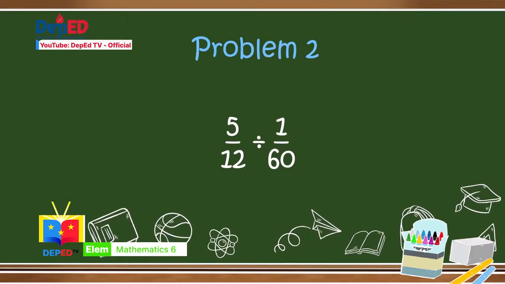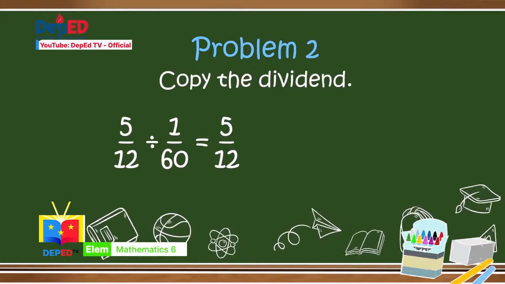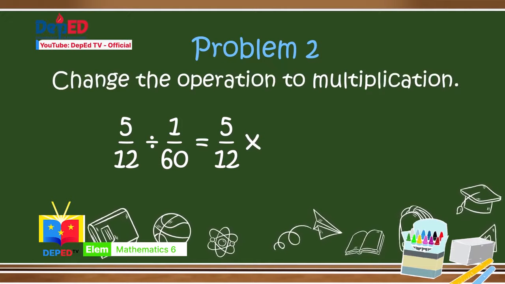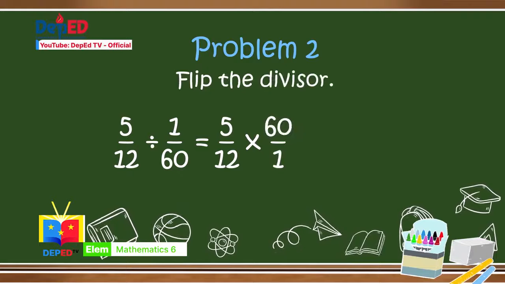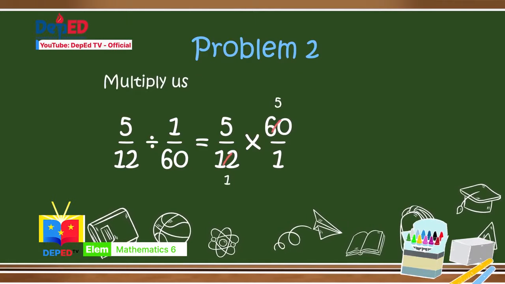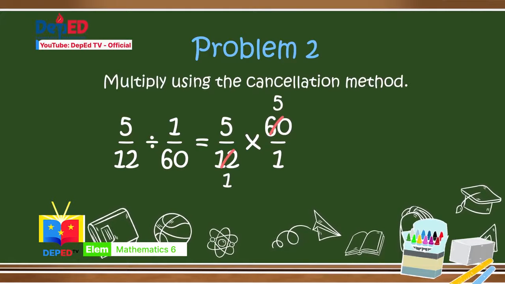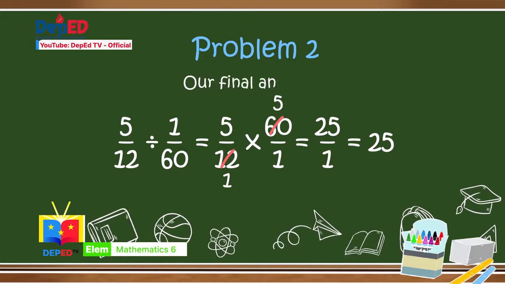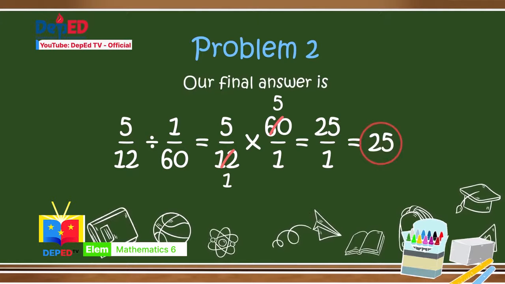Number 2. 5/12 divided by 1/60. Copy the dividend. Change the operation to multiplication. Flip the divisor. Multiply using the cancellation method. We have 25/1. So our final answer is 25.